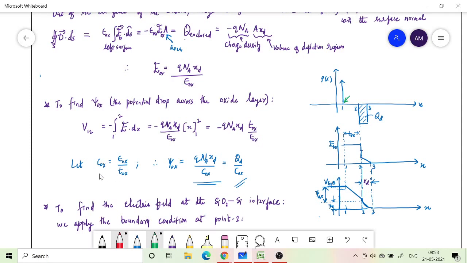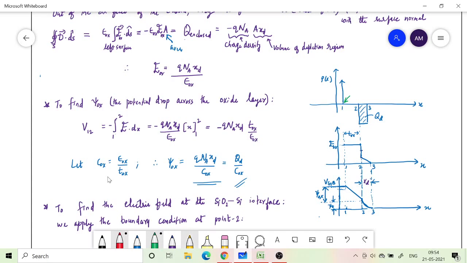Now if I define epsilon ox by T ox, this is like a famous formula for finding the capacitance of a parallel plate capacitor, which is basically epsilon A by D. Everybody knows that. So here the only difference is that A is not there. If you take the capacitance and divide it by area, you get basically capacitance per unit area.